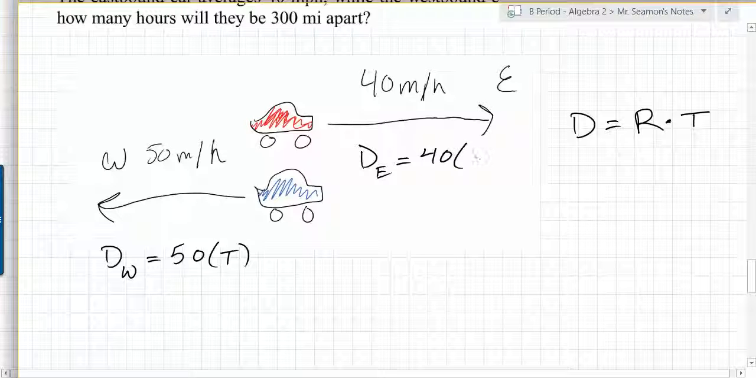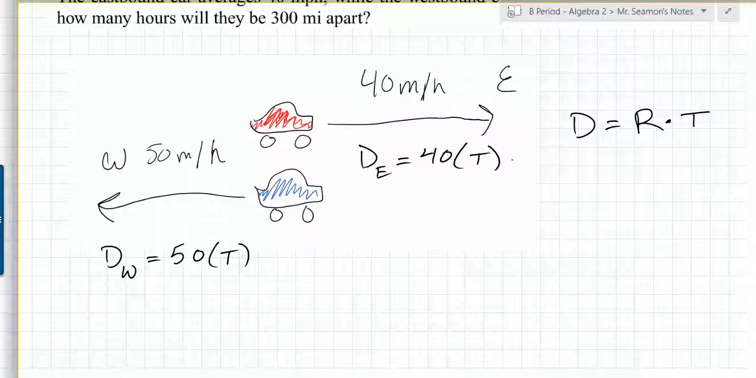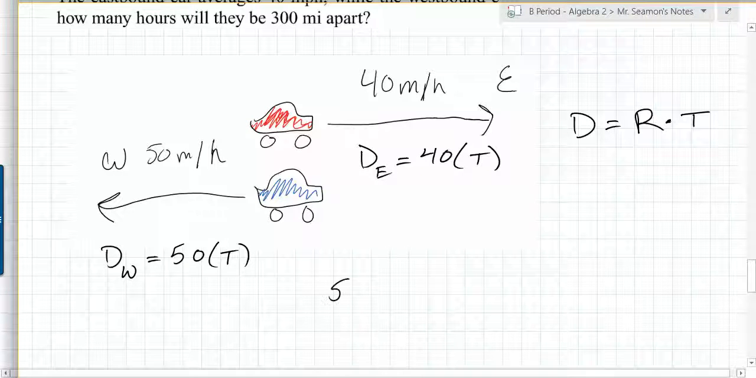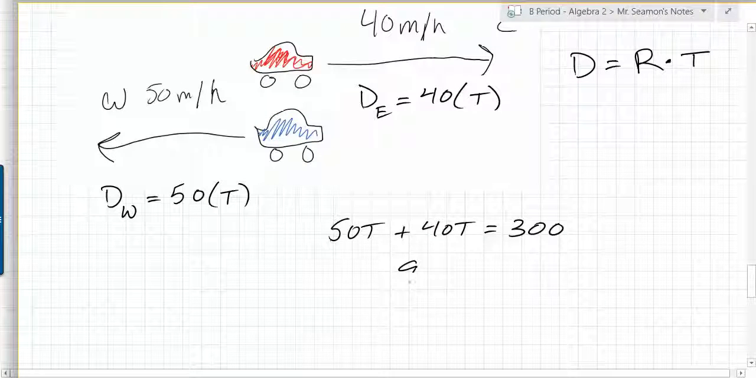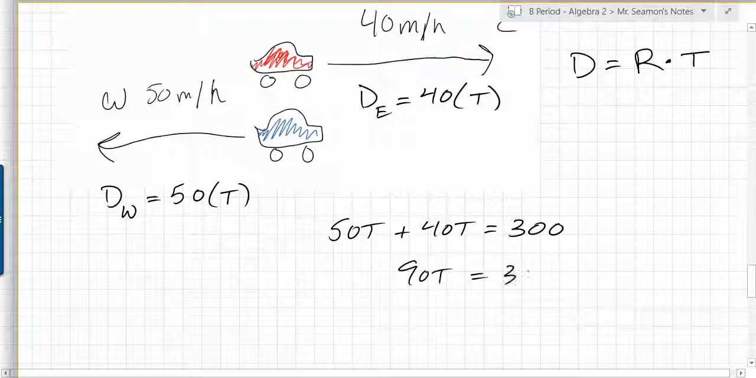Times what? T. So we have the distance the westbound car is traveling and the distance the eastbound car is traveling. We want the total distance to be what? So what do we do with those two things? Add them together. So 50t plus what? Is going to be equal to? Is that straightforward? Yeah. 90t equals 300. So what does t equal?